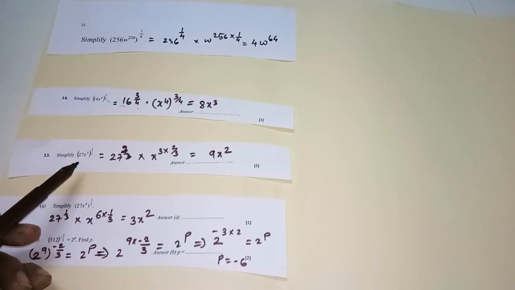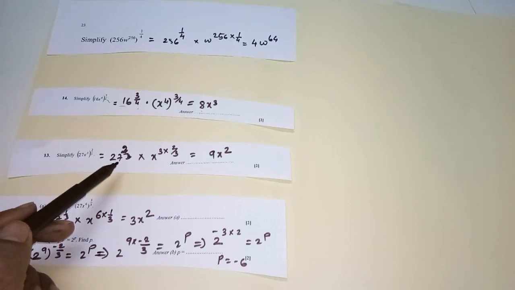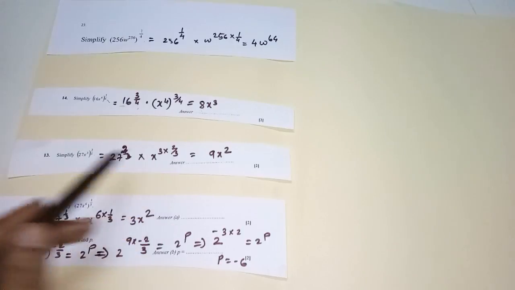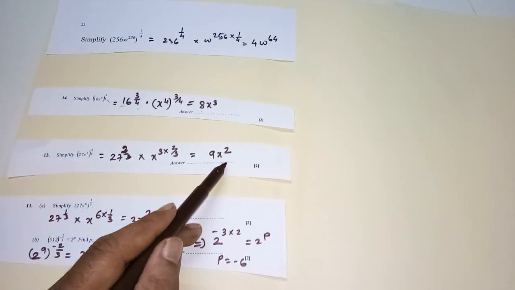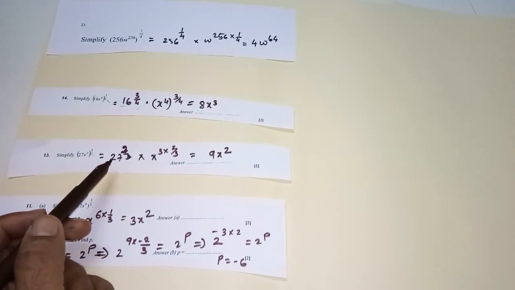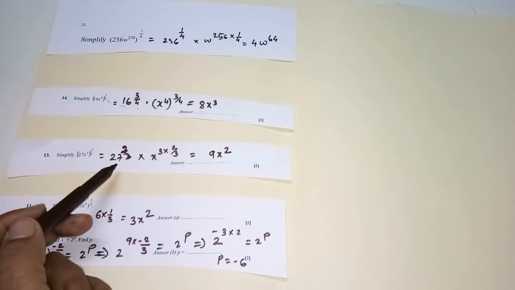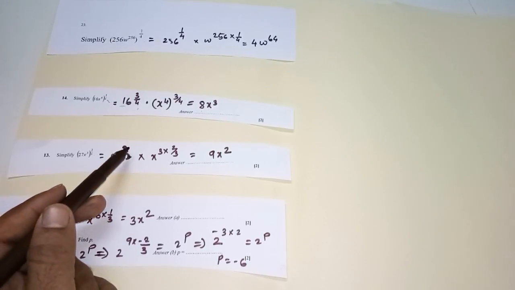The next one is also pretty similar to this one: 27 x to the power 3, all to the power 2 by 3. So that's going to be 27 to the power 2/3 times x to the power 3 times 2 by 3, because the powers get multiplied out here. So that's going to be 9 times x squared. Now 27 to the power 2 by 3 is nothing but the cube root of 27, then square it, which is 3 squared, which is going to be 9.